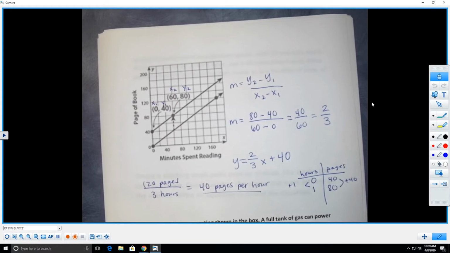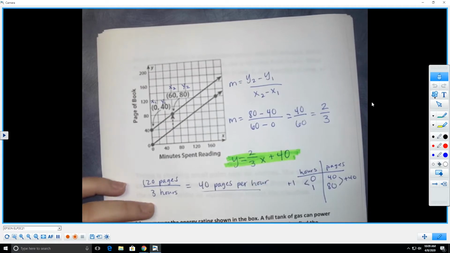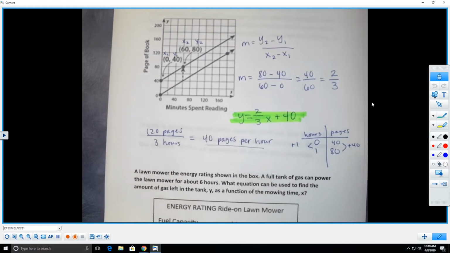So again, our equation for this example is y equals 2/3 x plus 40. Let's take a look at a couple of other verbal problems and think about strategies we used here to solve and how it might be useful for the problems that we're looking at here.